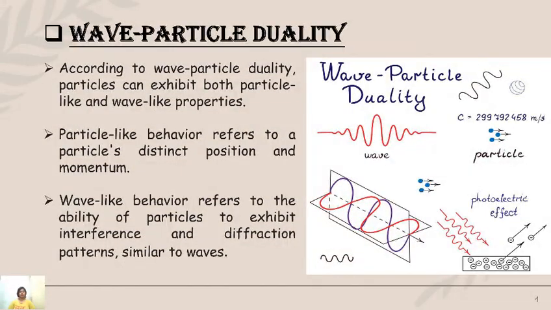Wave-particle duality. According to wave-particle duality, particles can exhibit both particle-like and wave-like properties. Particle-like behavior refers to the particle having a distinct position and momentum. Wave-like behavior refers to the ability of the particle to exhibit interference and diffraction patterns similar to waves, as we can see in the image.